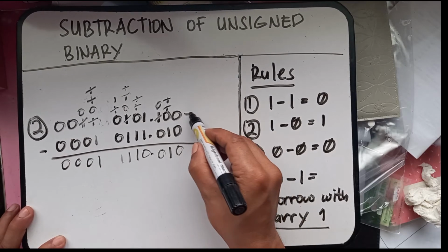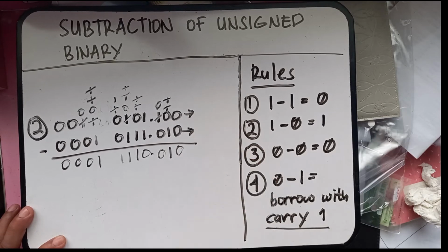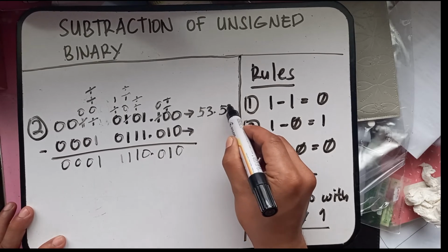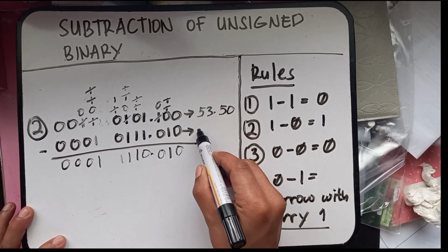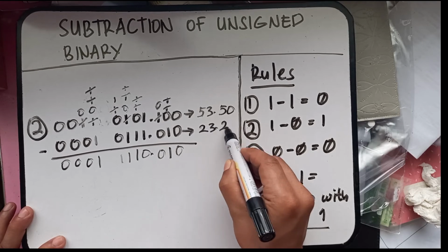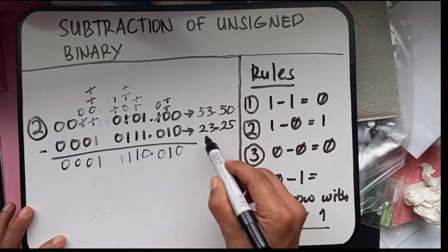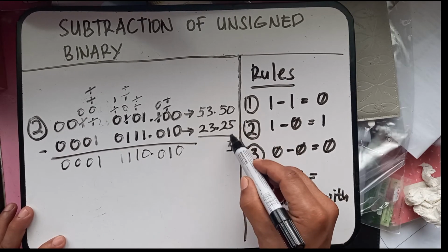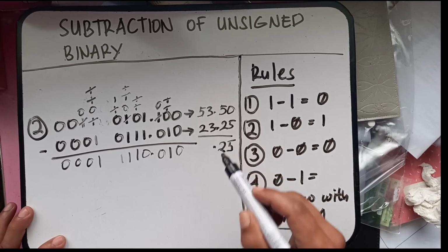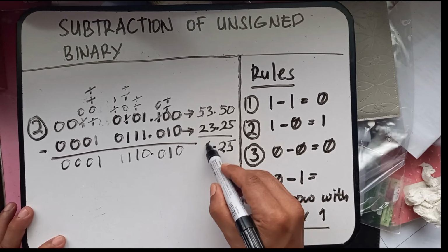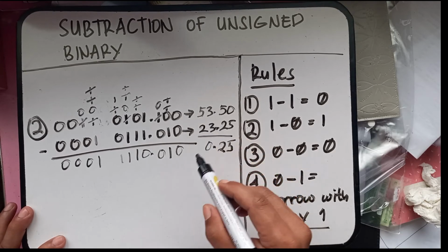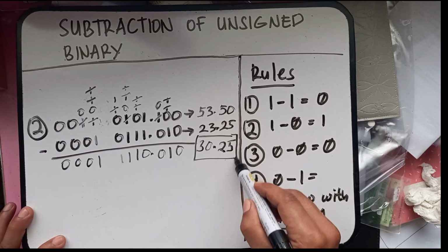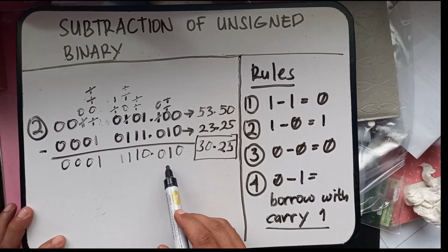Okay, now let's try to check our answer if it is correct. So I believe that this is 53.50, and this is 23.25. And then if we perform subtraction, this becomes 5, and this becomes 2, and then this becomes 0. And 5 minus 2, this becomes 3. So our answer is 30.25.